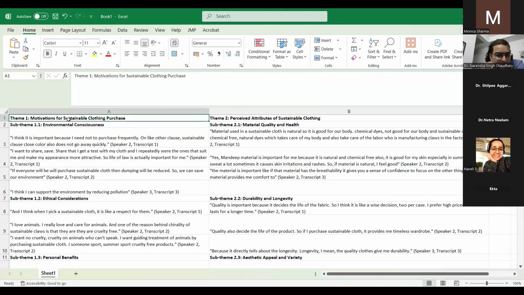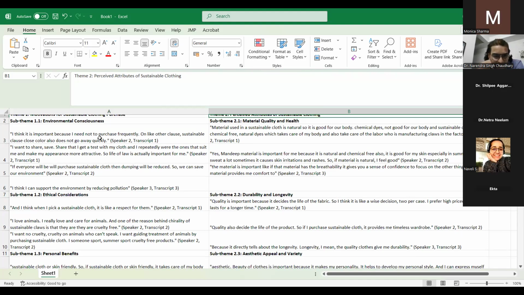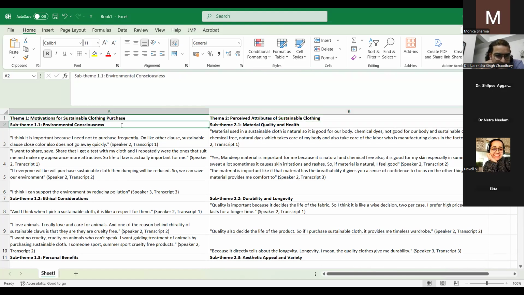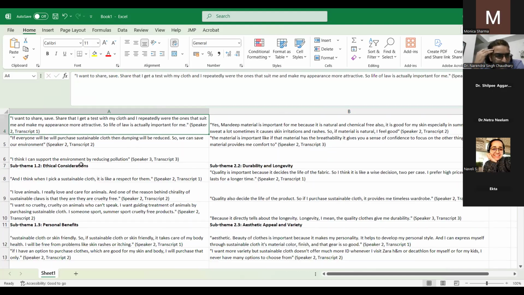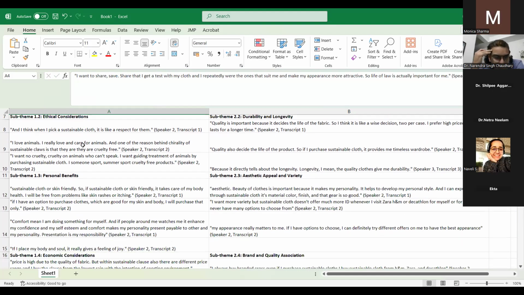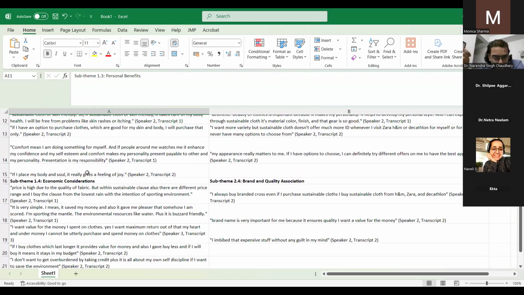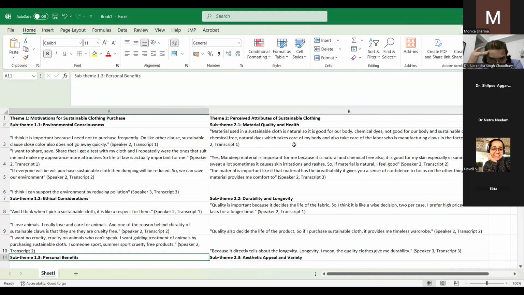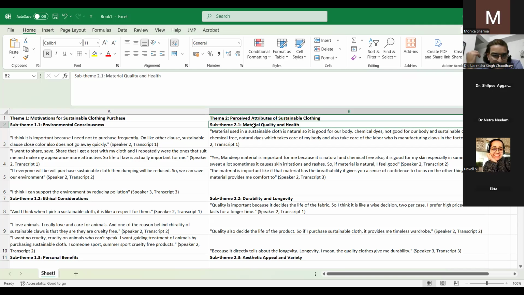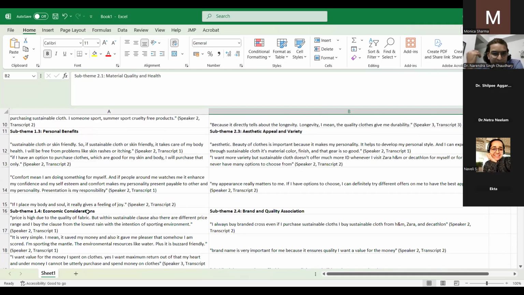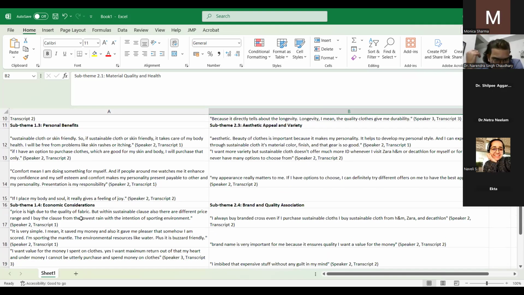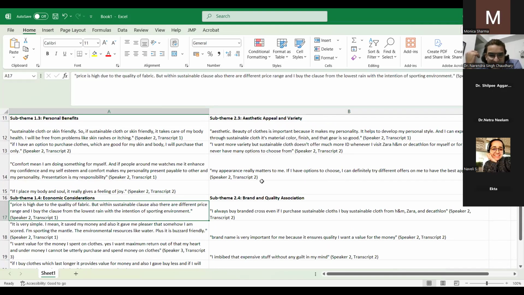So one was motivations for purchasing, and then perceived attributes. Out of this, one of the themes which you got from ChatGPT was the same which I labeled environment. Then there was something called ethical considerations, first the benefits that people saw from it, and economic consideration. What was interesting is that when I wrote the sub-themes, I could see the relationship between them. For instance, material quality and health was linked to economic considerations.